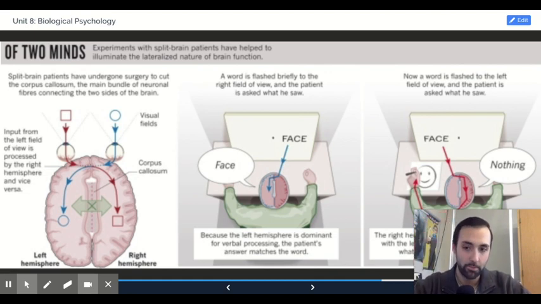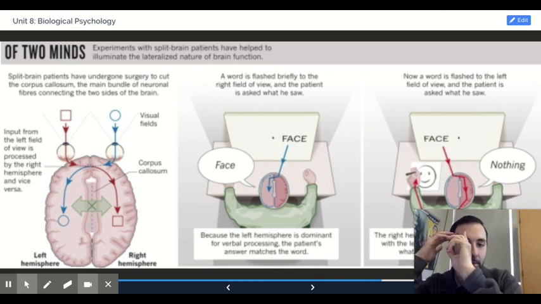Meaning, if I flash the word face to the right field of vision, it's going to go to your left hemisphere. For 99% of people, if I were to do that, you would be able to say face out loud. Why? That information reaches your left hemisphere. That's where Broca's area is. You can say the word face.